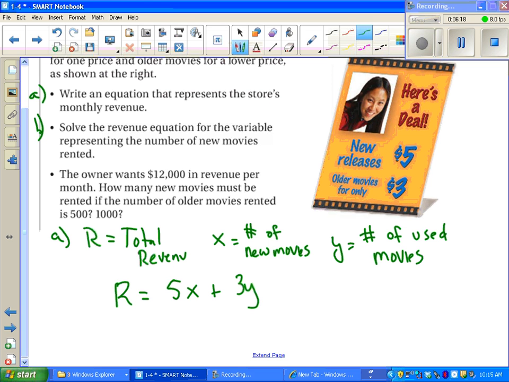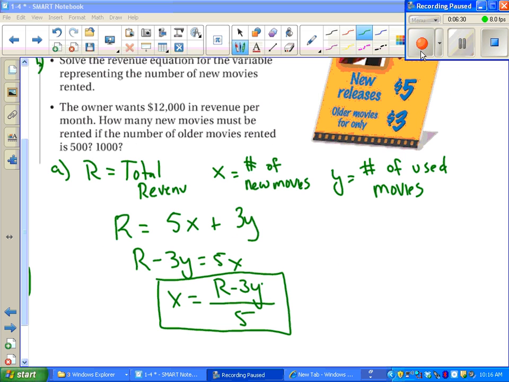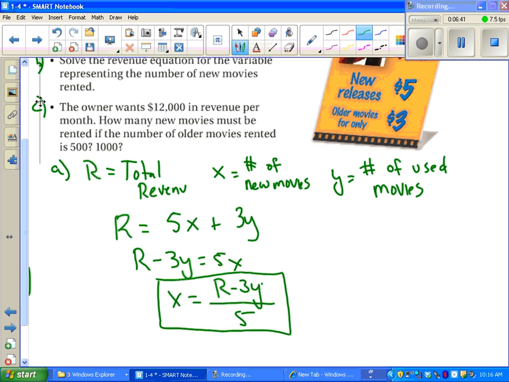What I'm going to call part B says solve the revenue equation for the variable representing new movies rented. It sounds like we need to solve for x. Very similar to what we did on the previous example. So we've got our equation for x solved, number of new releases rented. Part C, we now know that the owner wants $12,000 in revenue per month. How many new movies must be rented if the number of older movies rented is 500 or 1,000?